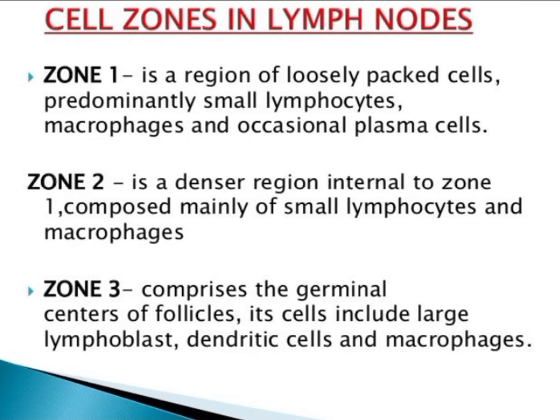Here we will discuss the cell zones in the lymph nodes: Zone 1, Zone 2, Zone 3. Zone 1 is a region of loosely packed cells, predominantly small lymphocytes, macrophages, and occasional plasma cells. Zone 2 is a denser region internal to zone 1, composed mainly of small lymphocytes and macrophages. And zone 3 comprises the germinal center of the follicles. Its cells include the large lymphoblasts, dendritic cells, and macrophages.